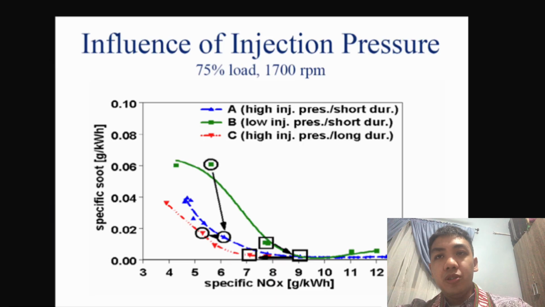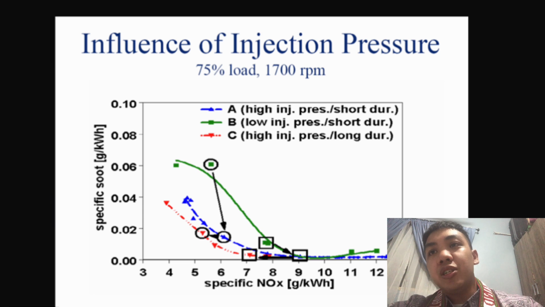Here, I want to show you what injection pressure can influence. We can see a 75% load at 1700 RPM. There are three sets of injection, A, B, and C. A is high injection pressure but short duration. B is low injection pressure but also short duration. And C has high injection pressure and long duration.